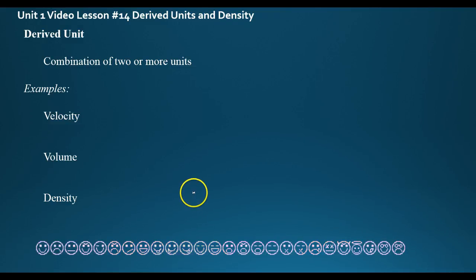Okay, and we're back now for video lesson number 14, derived units and density. So what is a derived unit? It is a unit that is a combination of two or more units.